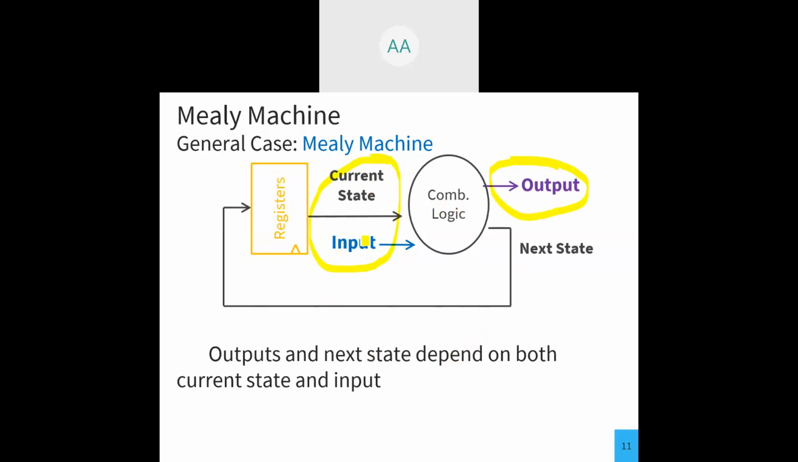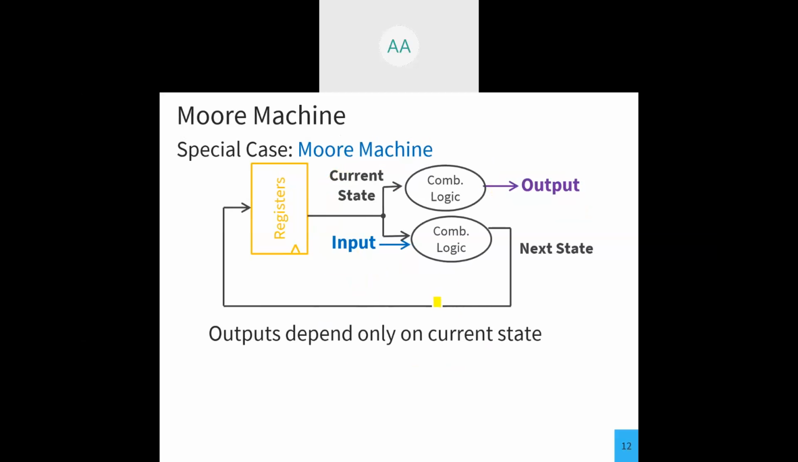If the machine's output and next state depend on both the current state and the input, we call that a Mealy machine. But for the Moore machine, the output only depends on the current state. The next state can be a function of both the input and the current state, but the output doesn't depend on the input. Then we call that a Moore machine.